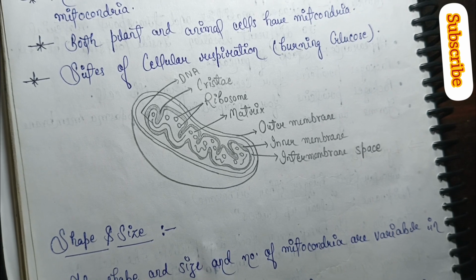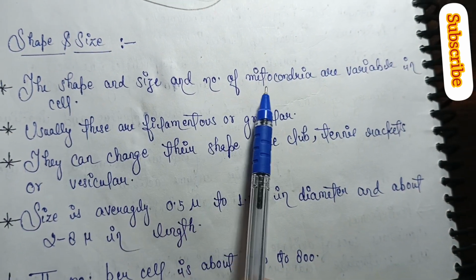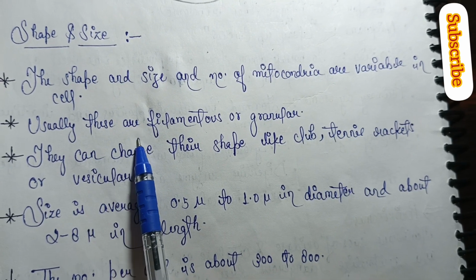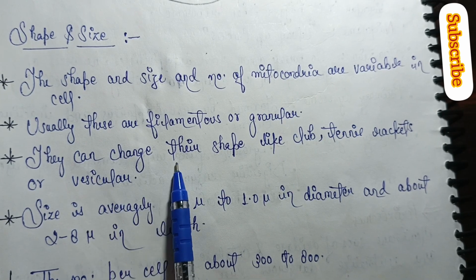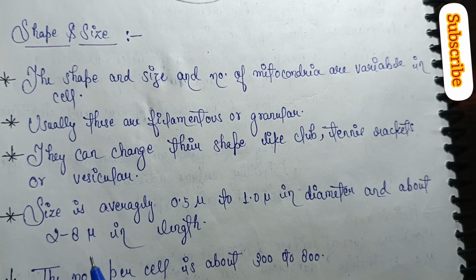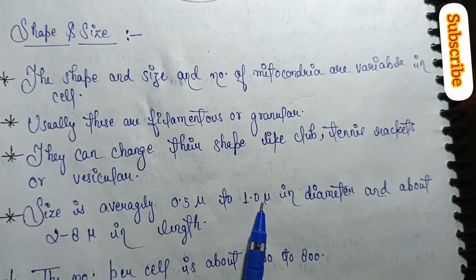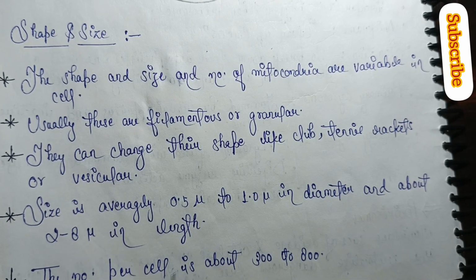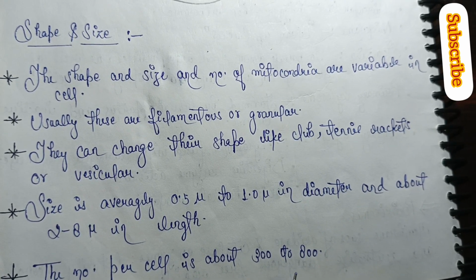So now let's see the shape and size of mitochondria. The shape and size and number of mitochondria are variable in cells. Usually these are filamentous or granular. They can change their shape like club, tennis racket or vesicular. Size is 0.5 µ to 1.5 µ in diameter and about 2 to 8 µ in length. The number per cell is about 300 to 800.